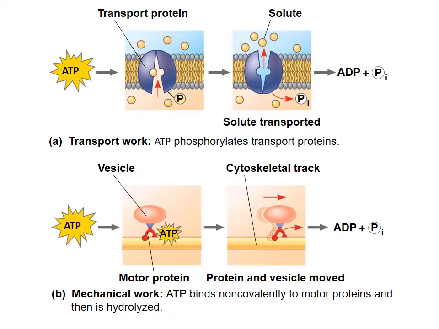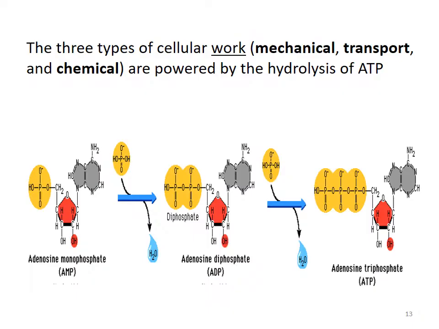ATP can be utilized for a number of tasks within the cell. For example, ATP hydrolysis can help a transport protein pump a solute across the cell membrane, or ATP can be used to help motor proteins move a vesicle along a cytoskeleton track. There are really 3 types of cellular work that ATP can be used for: mechanical work, transport work, and chemical work. And they're all powered by the hydrolysis of ATP.